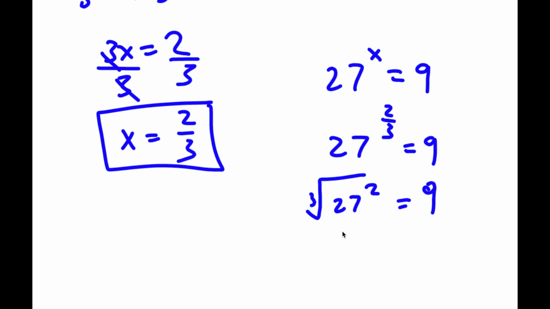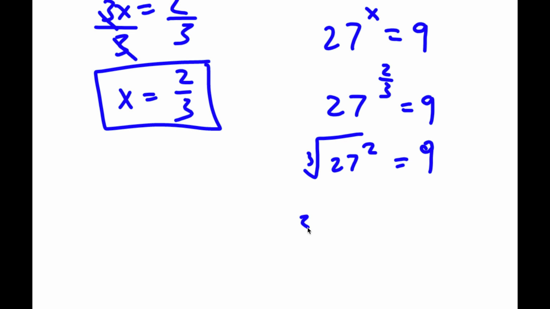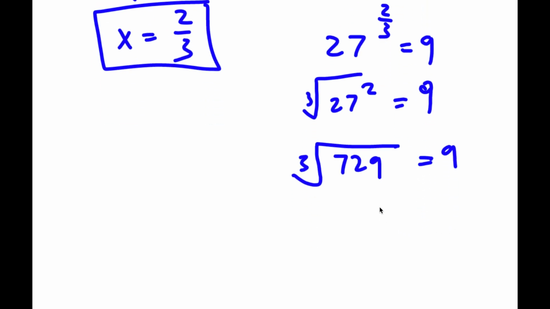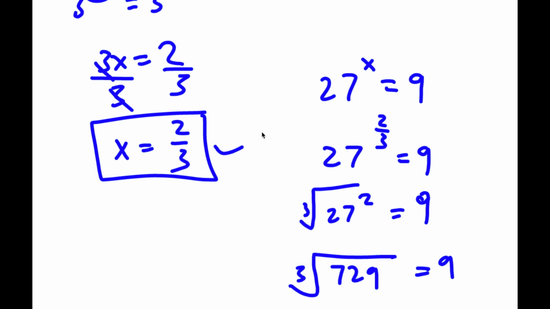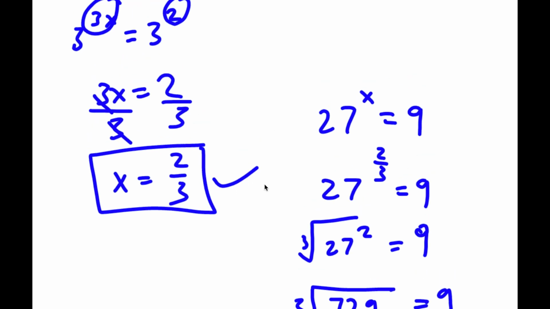Now 27 squared is equal to 729. So now I have the cube root of 729 is equal to 9. And the cube root of 729 is equal to 9. So I have 9 is equal to 9, because this is right. We know that our solution x equals 2 over 3 is right.